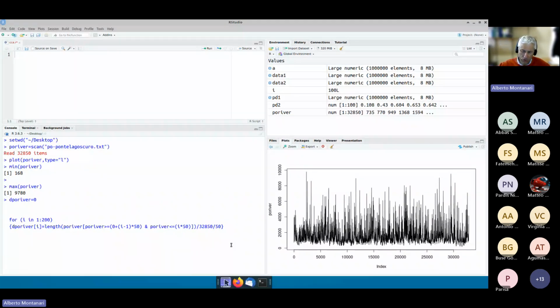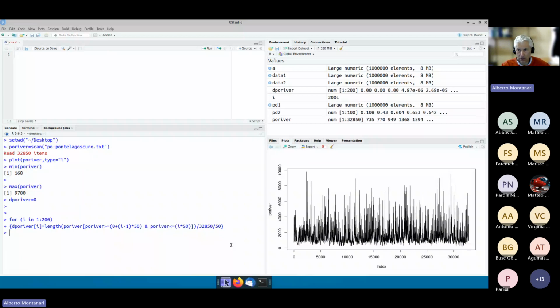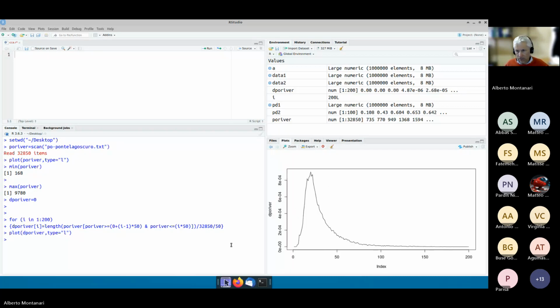Maybe I made a mistake. I'm not sure. Let's see. First of all, everything went fine, so no apparent mistake. Let's plot it then. Plot d per river and type equal line. Fine. Okay, this is my density.